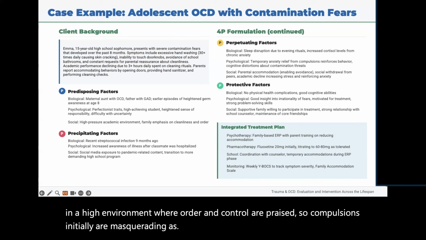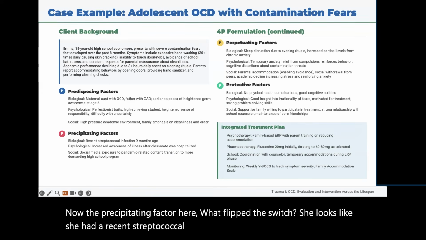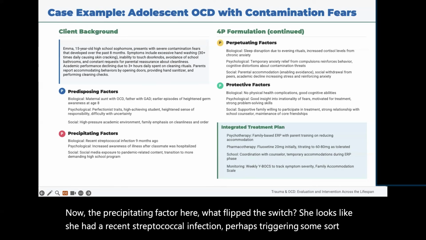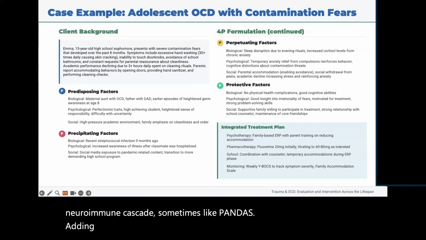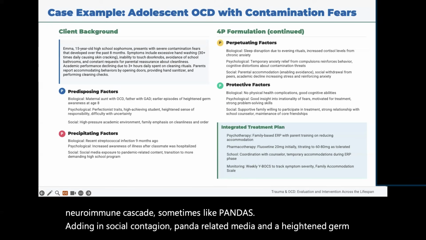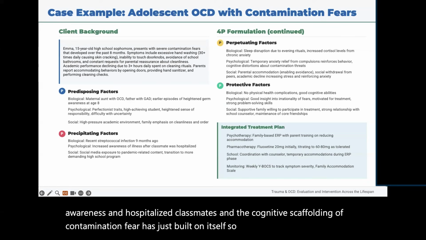Now, the precipitating factor here, what flipped the switch? She looks like she had a recent streptococcal infection, perhaps triggering some sort of neuroimmune cascade, sometimes like PANDAS. Adding in social contagion, PANDAS-related media, a heightened germ awareness, and hospitalized classmates, and the cognitive scaffolding of contamination fear has just built on itself. So biology opened the door, and then psychology locks it.